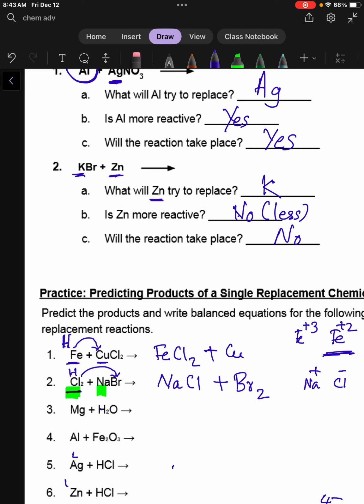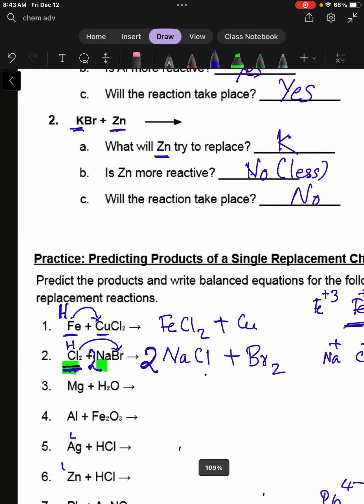Okay, so now the problem here, the equation is not balanced, because you can see 2 chlorine on the left hand side, there is only 1, so I'm going to multiply this with the 2. So now 2 sodium, so I'm going to multiply this with the 2. So now everything is balanced.